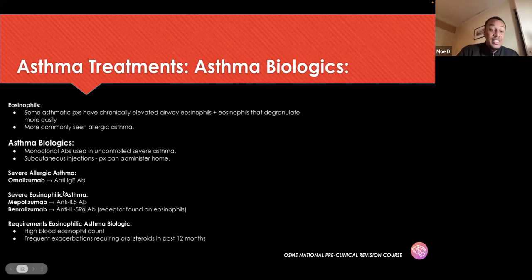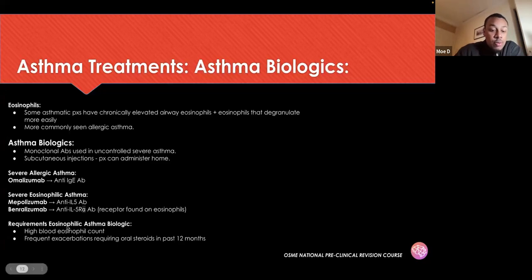For severe eosinophilic asthma, you can use mepolizumab, which is an anti-IL-5 antibody. By blocking IL-5, you're blocking eosinophil activity. And benralizumab, which is an anti-IL-5 receptor alpha antibody, basically blocks that receptor on eosinophils that responds to IL-5. So you're getting less eosinophil activation.